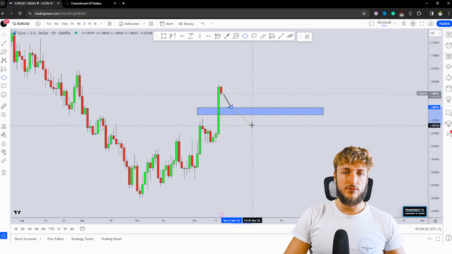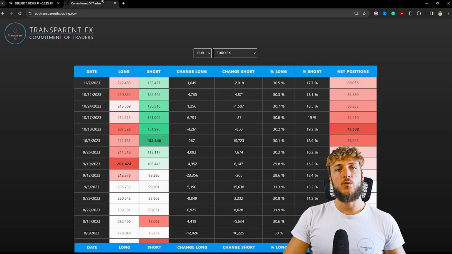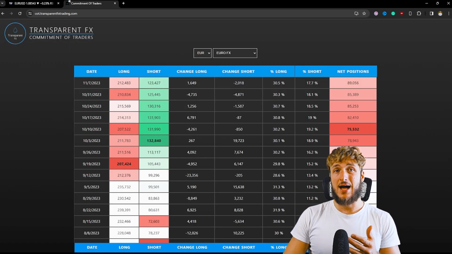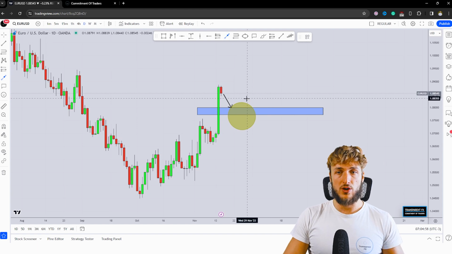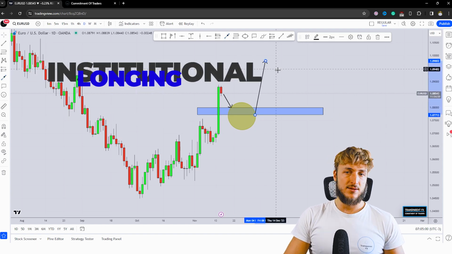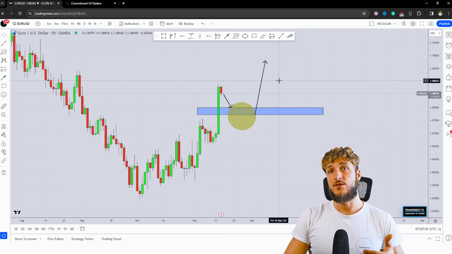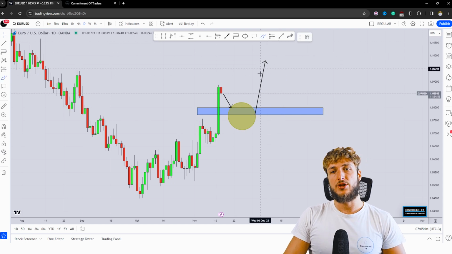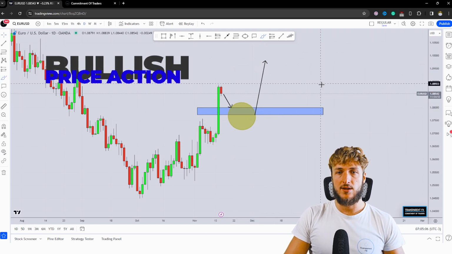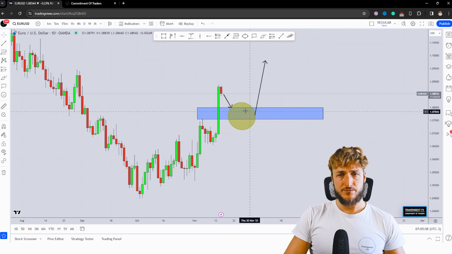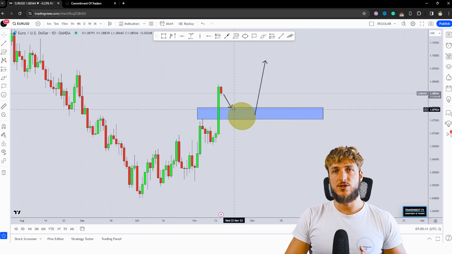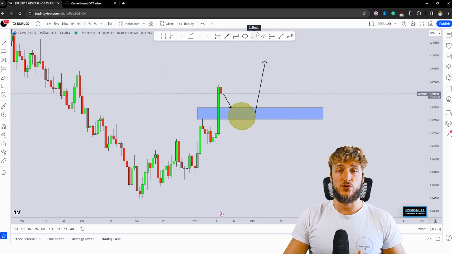And on top of a confluence of support, if you have a market in which institutions are already adding longs, you could expect more institutional longing. And that would essentially increase further the probabilities of a potential rejection to the upside away from this level. So if we will have a correction to this zone, that is how we could be approaching this potential rejection higher.